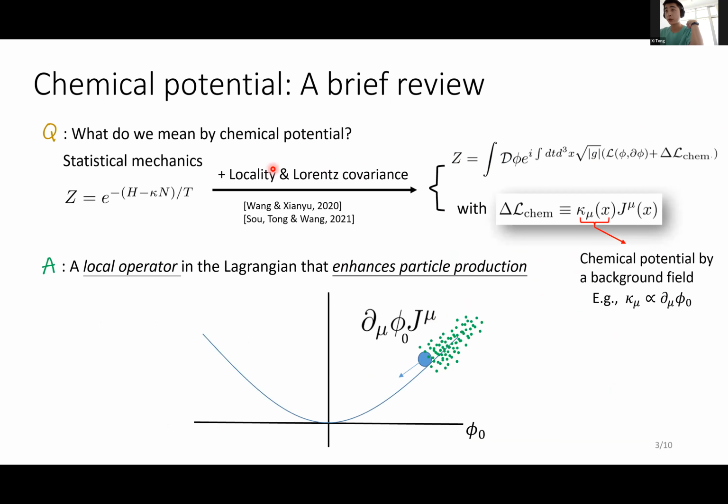So what is a chemical potential? In statistical mechanics, we know that the chemical potential is given as the Lagrange multiplier of the particle number in a grand canonical ensemble. If we go to field theory, we invoke locality as well as Lorentz covariance. We can adapt this same chemical potential term to field theory, which is a local operator in the Lagrangian that takes the form kappa mu times J mu. J mu is the analog of the particle number n here. It's a matter current, and kappa mu will be the analog of the chemical potential. This chemical potential is usually provided by a background field, for instance, the rolling speed of the inflaton background.